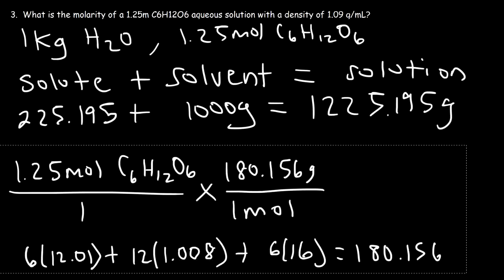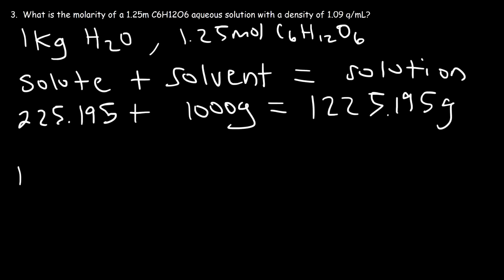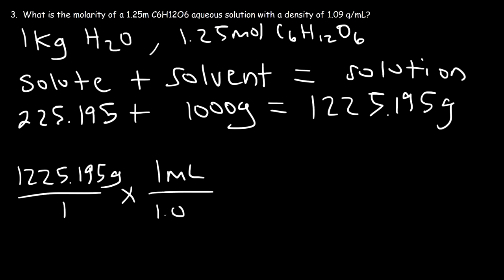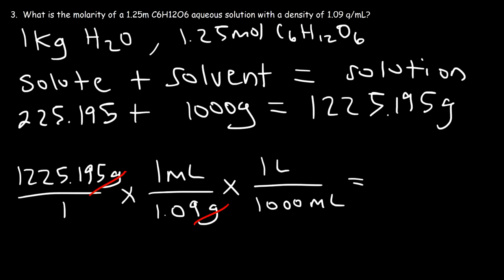So now we could find the volume of the solution. Let's start with the mass of the solution, and let's divide it by the density. Now set it up in such a way that the unit grams will cancel. Now let's convert milliliters into liters. So there's 1,000 milliliters per liter. So this is going to be 1225.195 divided by 1.09 divided by 1,000. So the volume of the solution is 1.124 liters.